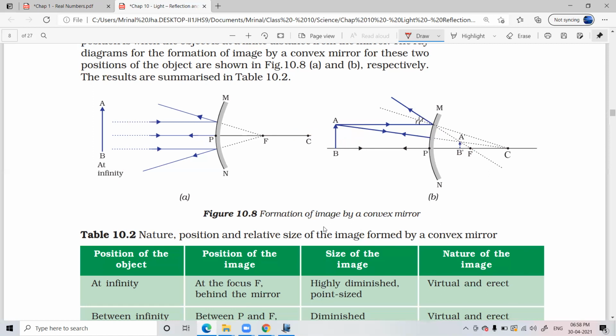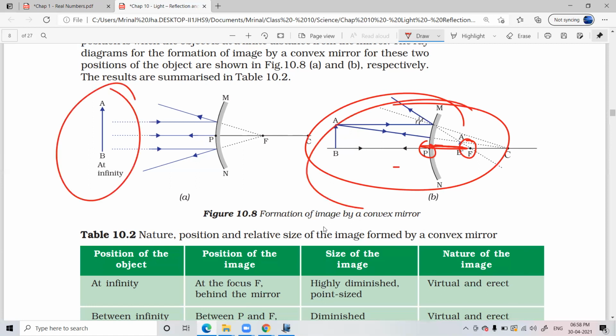Since there are no different categories, no F and C this side, there are no other different cases where the image is forming at different places. If your object is close to the mirror, the image always forms between P and F. That's why there is only one single case for the rest of the things. One is at infinity, one is when the object is close to the mirror.